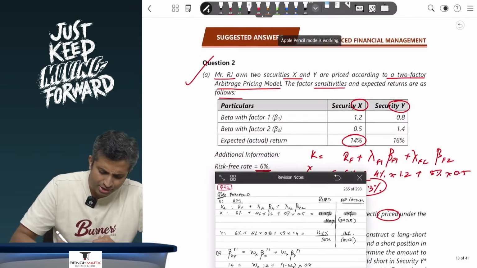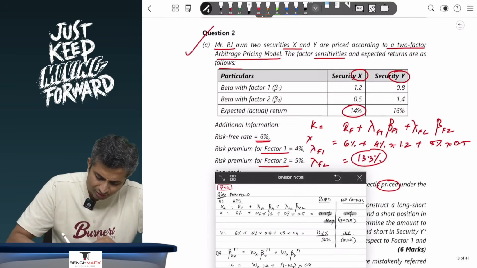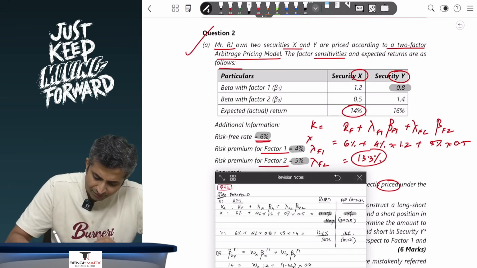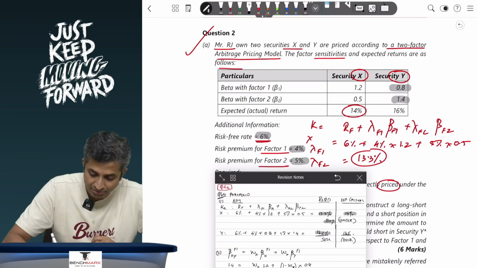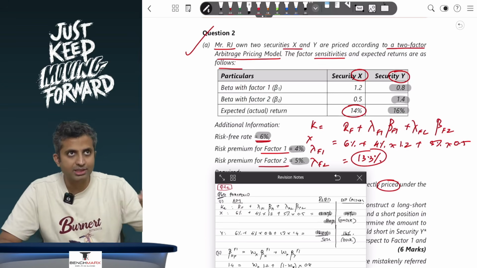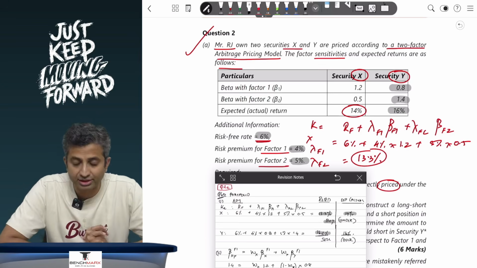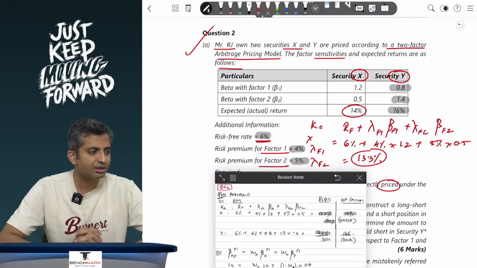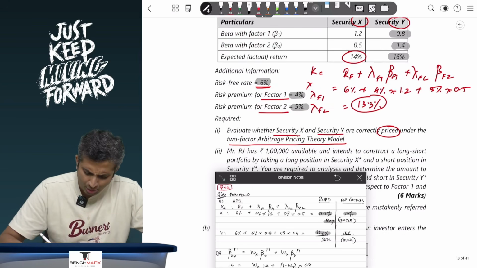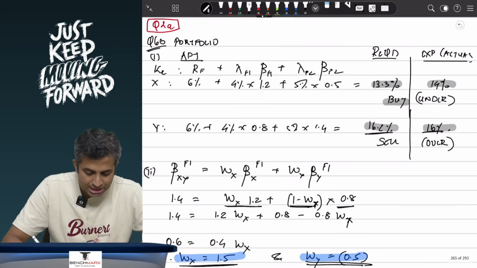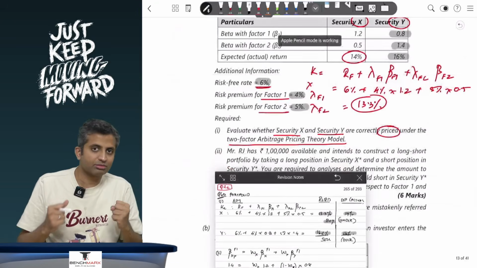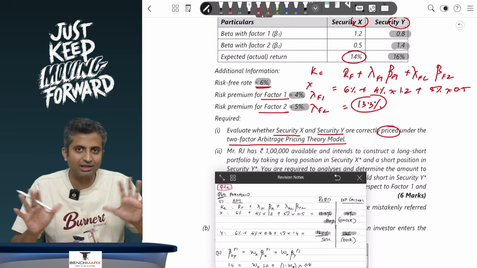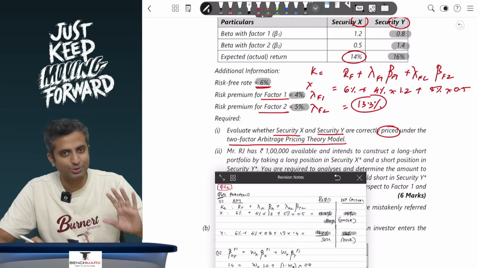Now that same analogy is applied for Y. You would say 6% plus 4 into 0.8 plus 5 into 1.4. This comes to around 16.2%. However, if you compare this with 16, I'm requiring 16.2. They're giving me only 16, and hence this is overvalued. It is giving me less than what I'm requiring, and hence this security ideally should be sold. So point 1 is quite easy if you hold your nerves. Even in a paper like this, there are certain opportunities to score marks as well.